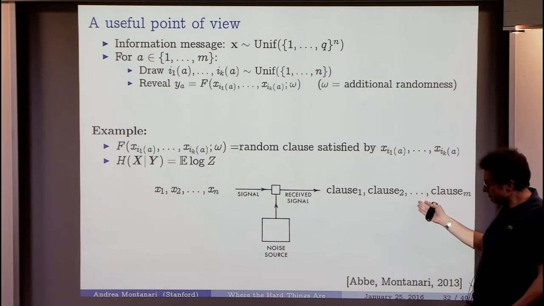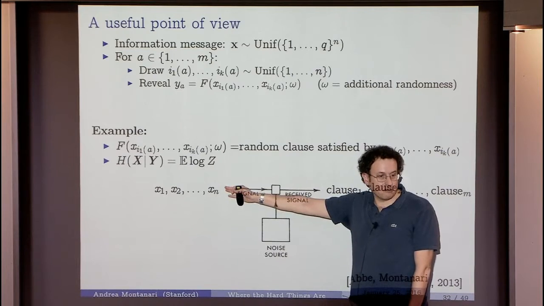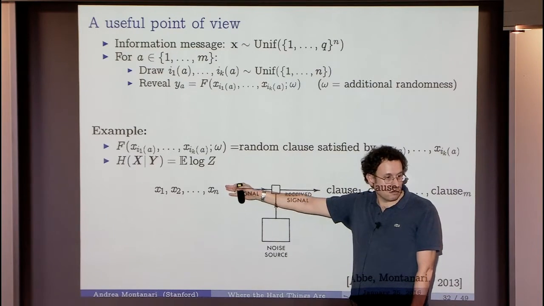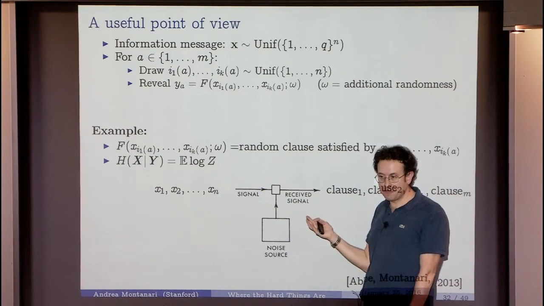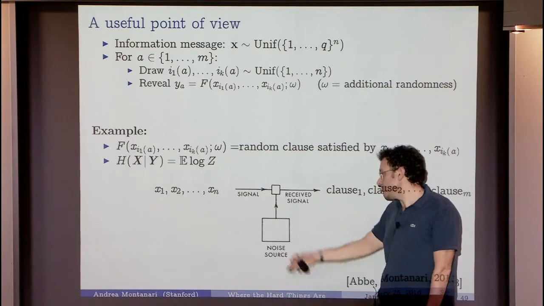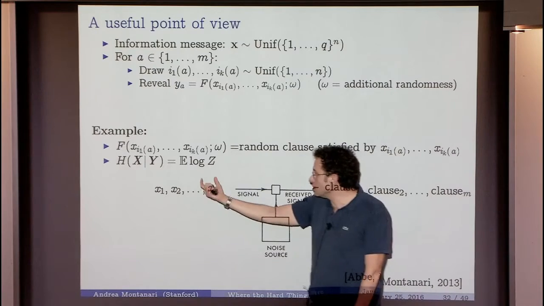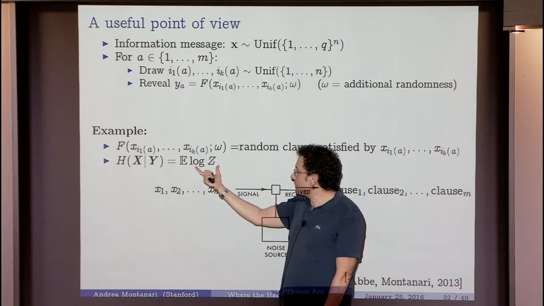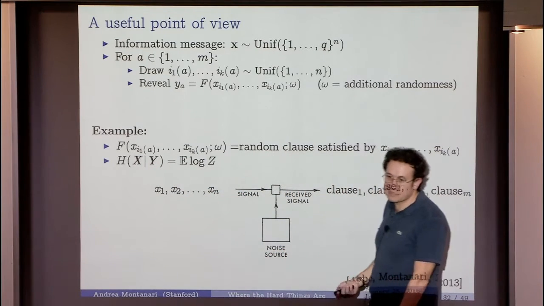So the problem that you can ask is, can you count the number of possible messages that are compatible with the output? This is the counting problem. Or there is the decision problem. And the optimization problem is to find the original thing. And there is a connection. So for instance, the expectation of log Z, the number of solutions, is the conditional entropy of X given Y.